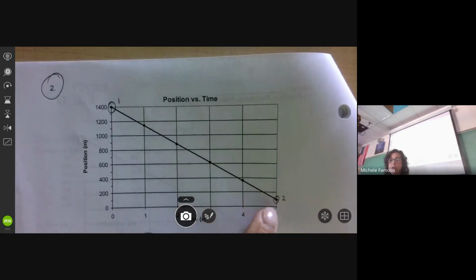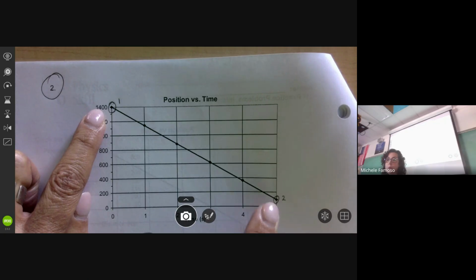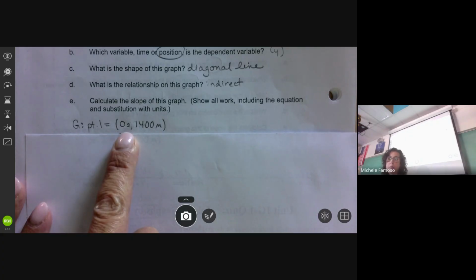Letter E, your slope calculation. You have to show me the 2 points you're using. I instructed you to use the 2 furthest points you can. The further apart, the better. This is point 1. That is point 2, which means that the coordinates of point 1 would be 0 seconds, 1,400 meters. You do have to show me the units after each of those numbers. If you just said 0, 1,400, that would be marked wrong, and you would not get credit for calculating the slope. The second point is 5 seconds, 100 meters.